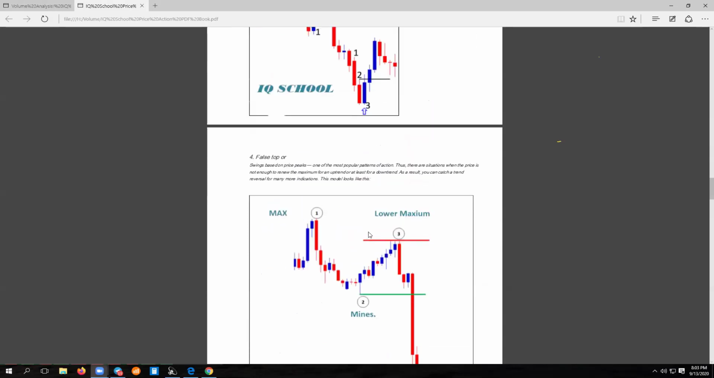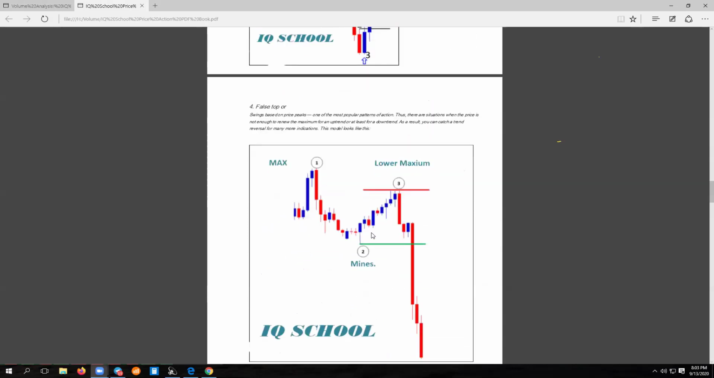False top: not everyone can understand the false top easily, but it is very easy. The first top is here. The second top makes a new high, and the new low is from the first high. The second makes a new low and again makes a high. Then this new high breaking out the new low is called a false top.